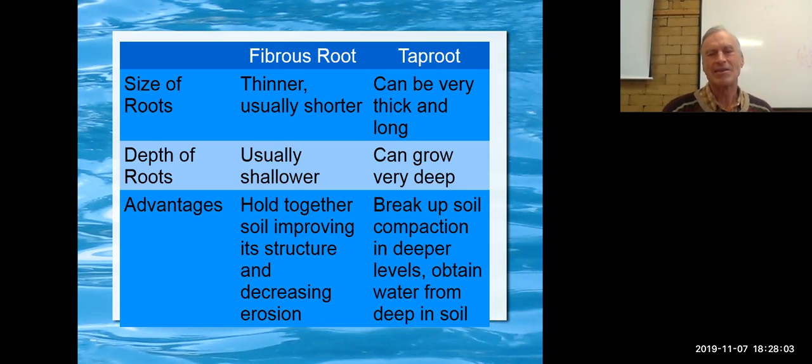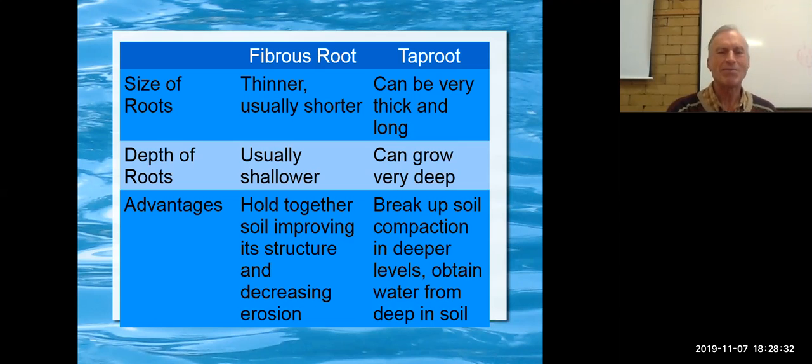And the depth of the roots, fibrous root usually doesn't go as deep as a taproot. Some taproots can go very, very deep, many feet down into the soil. I think the deepest root that they've found is something like 68 meters deep from a large tree. That's pretty deep.